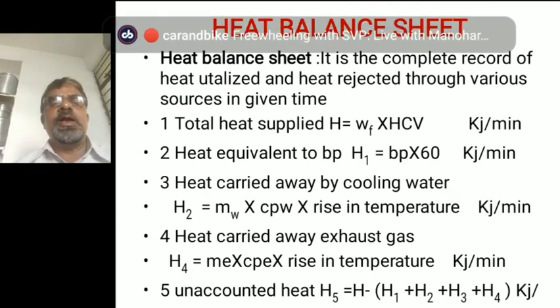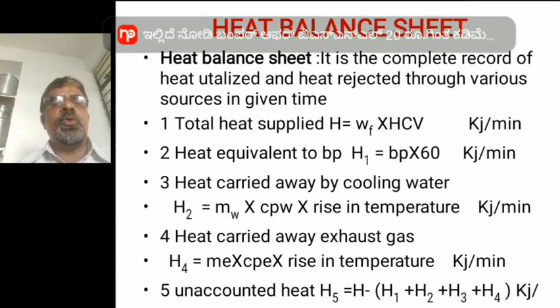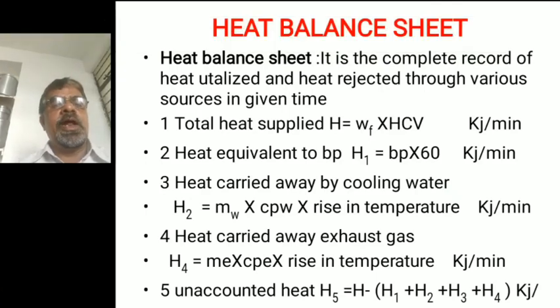And finally, the unaccounted heat may be obtained by H5 is equal to total heat supplied minus the sum of heat equivalent to BP, heat carried away by cooling water, and heat carried away by exhaust gas. These are all written in a format. That format is known as heat balance sheet.